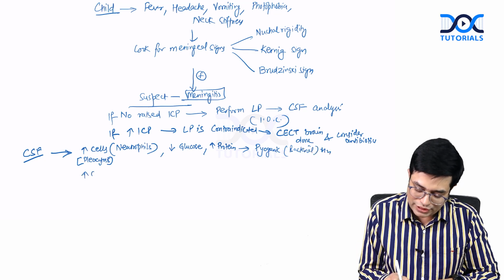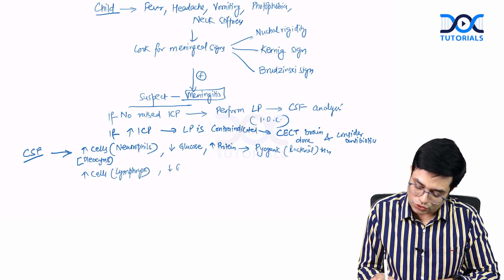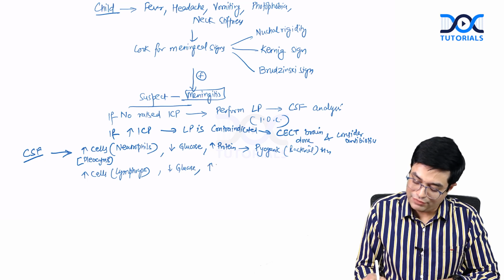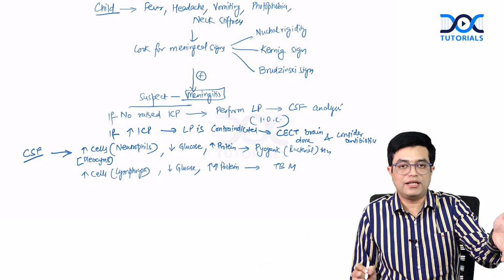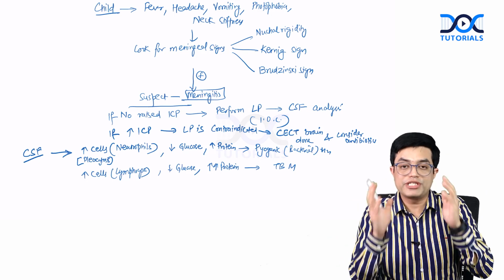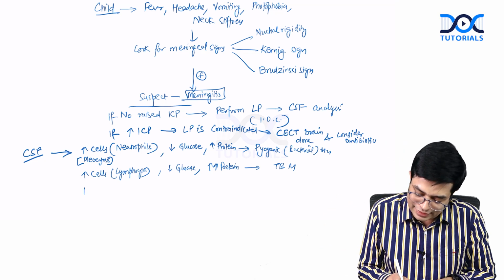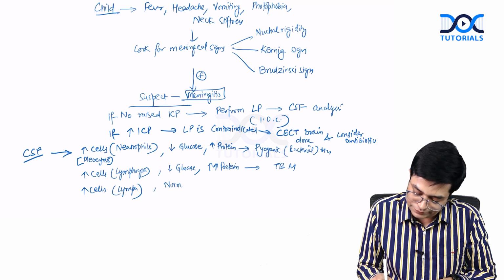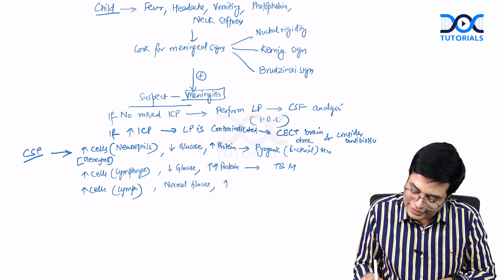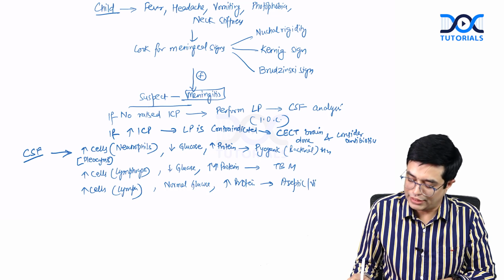In case there is pleocytosis, increased cells, but they are lymphocytic, there is reduced glucose, there is significantly raised protein, then you should consider tubercular meningitis, especially if there is an extra CNS focus of TB in the lungs or there is a history of contact with tuberculosis or significant weight loss. Again, TB becomes a more important differential diagnosis. And in case there are raised cells, which are lymphocytes, normal glucose and slightly raised protein, you should think of aseptic or viral meningitis.